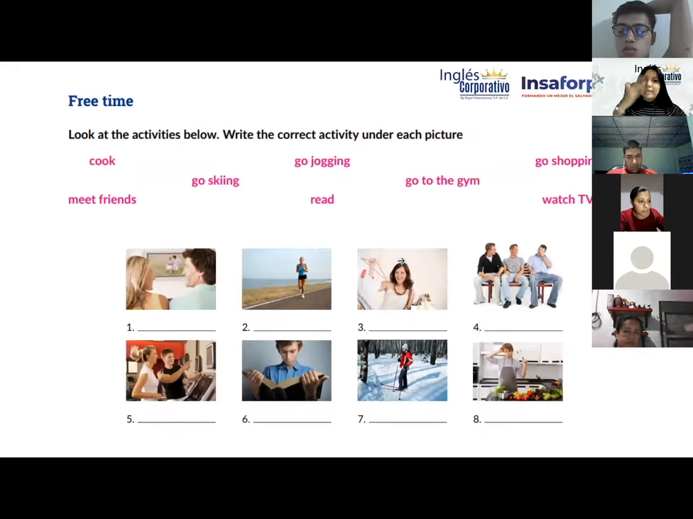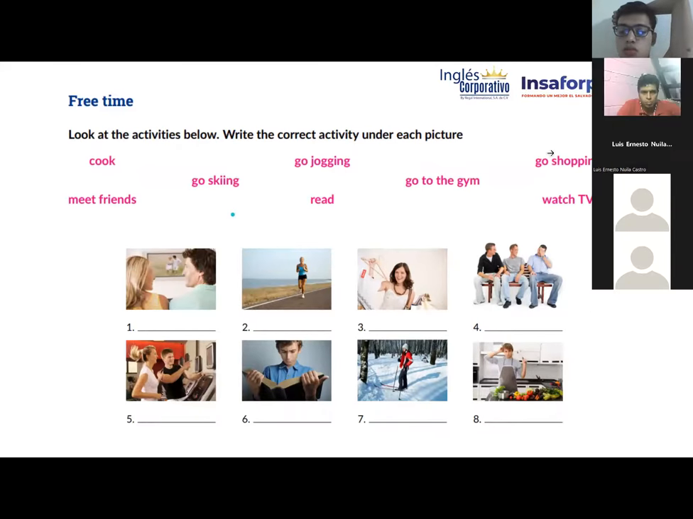All right. Let's continue. As you can see right here, we look at the activities below, and we should write the correct activity under each picture. In this case, we are going to base it on the image that we are seeing. Number one, what do you see? From those in pink, which one goes in number one? Number two.